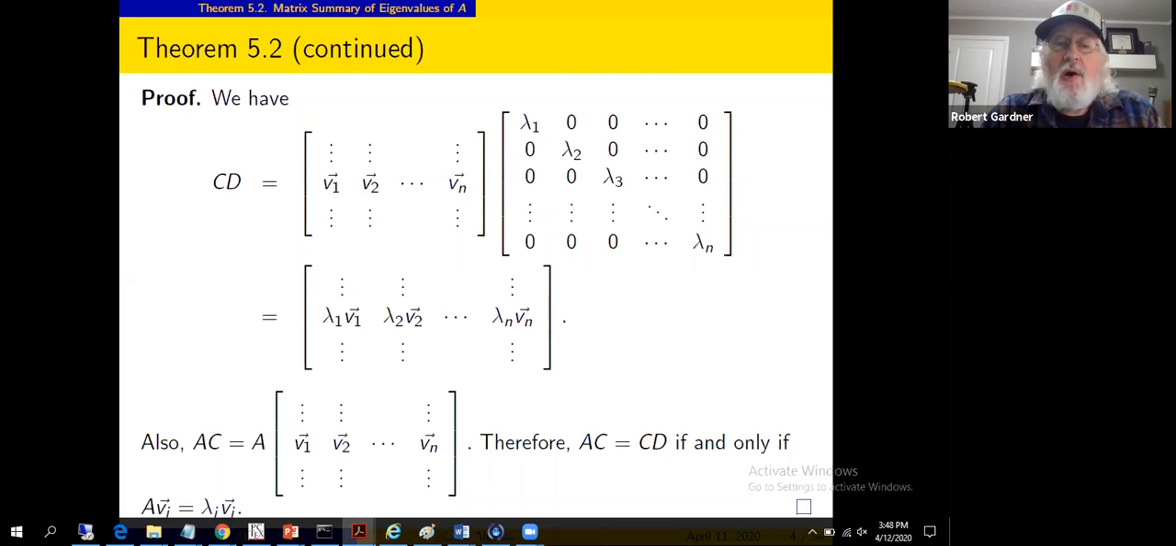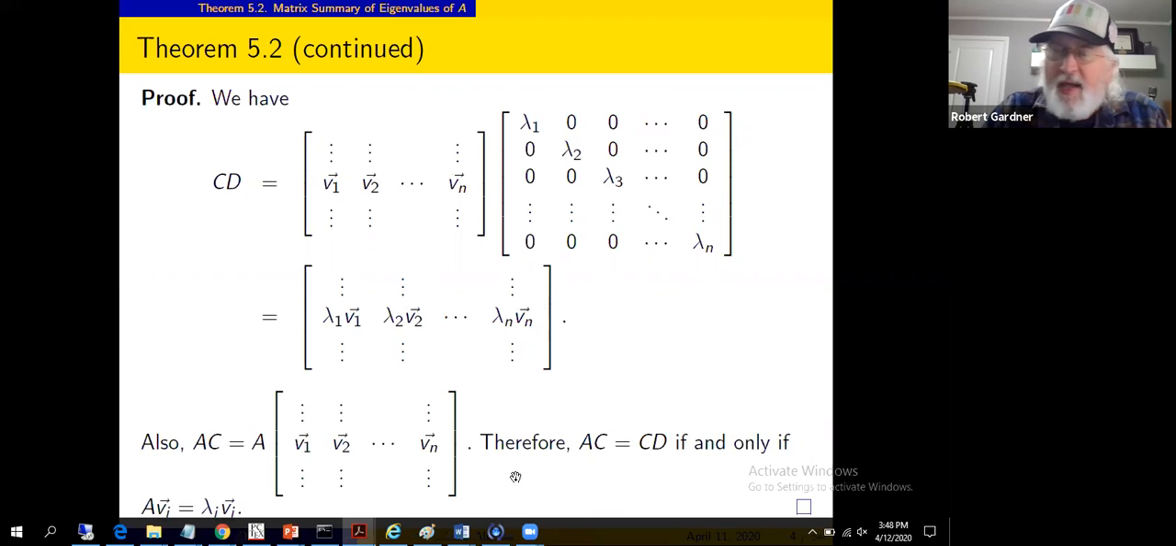Okay, so we want to see when AC equals A times C. The only time we'll have that equality is when, all right, let's see, we look at how matrix A acts on this. If we apply A to this C matrix, we'll have A times the first vector, v sub 1, as the first column in the product. A times the second vector will be the second column, and so forth.